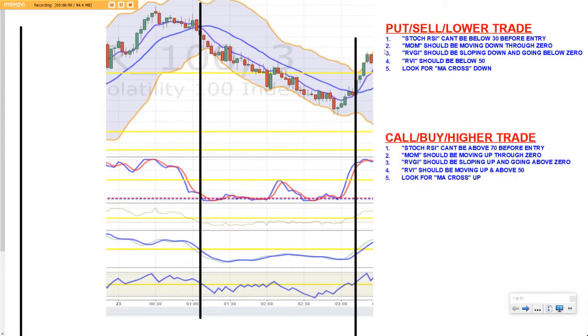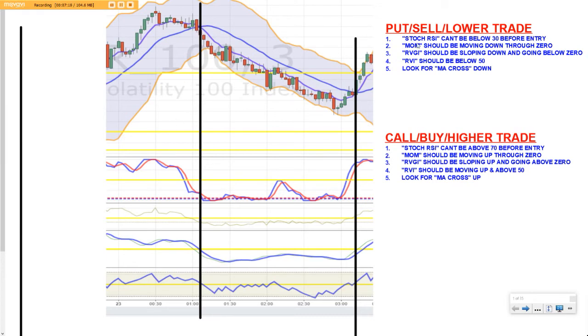Right, guys. Here's a strategy. For a put, sell, lower trade; for a call, buy, higher trade. So we've got the stochastic RSI. The other one here is the momentum. The other one is the RVGI, which is the relative vigor index. And then we've also got the relative volatility index. So these are the indicators, and then we look for the cross there.